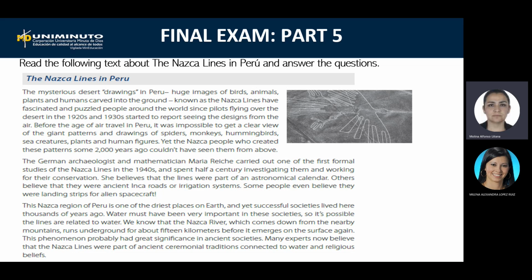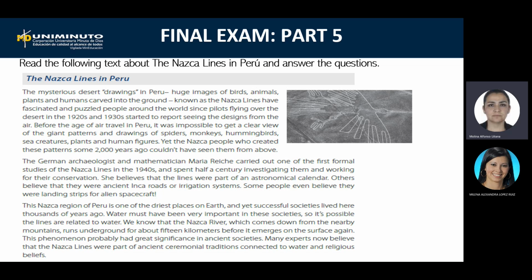The German archaeologist and mathematician Maria Reiche carried out one of the first formal studies of the Nazca lines in the 1940s and spent half a century investigating them and working on their conservation. She believes that the lines were part of an astronomical calendar. Others believe that they were ancient Inca roads and irrigation systems. Some people even believe they were landing strips for alien spacecraft.